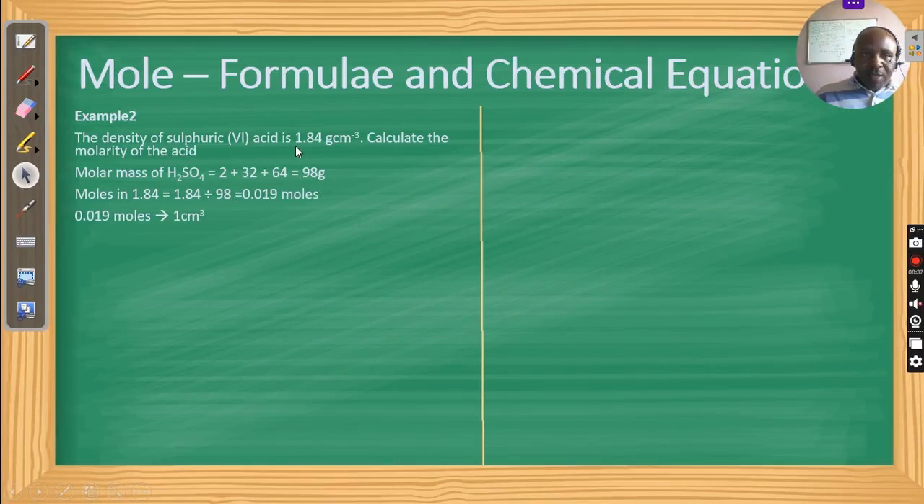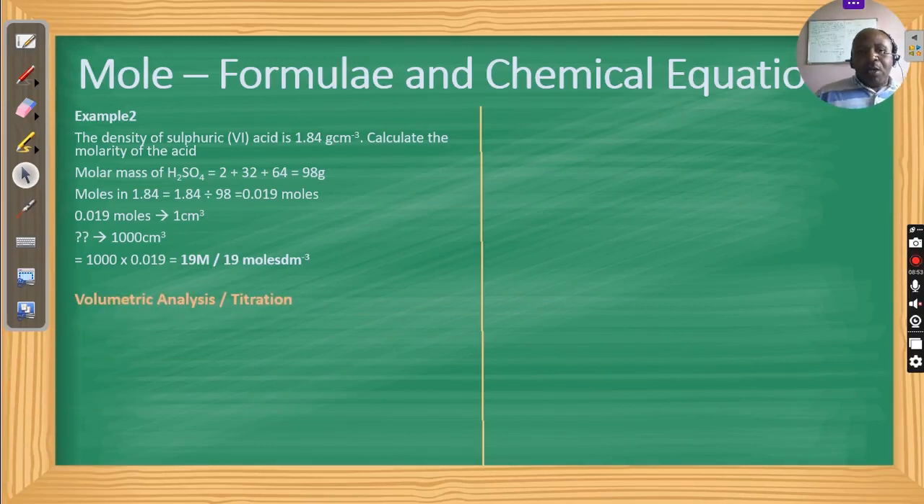Remember, we are told that the density is 1.84 grams per cm³, so 0.019 moles is in 1 cm³. What about 1000 cm³? You do your cross multiplication and you find that the answer is 19 moles. So enough there on molarity.